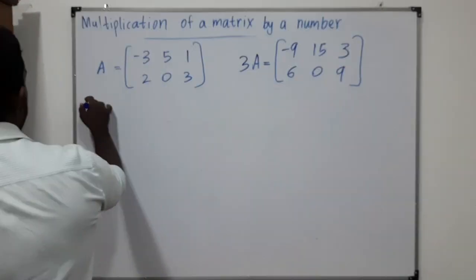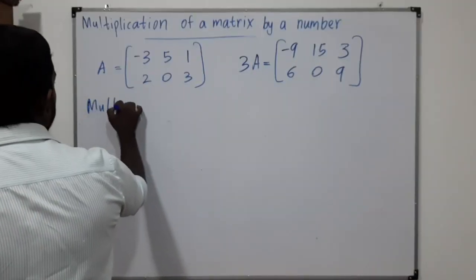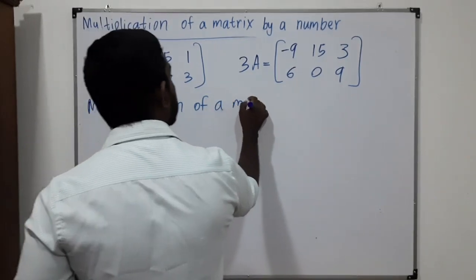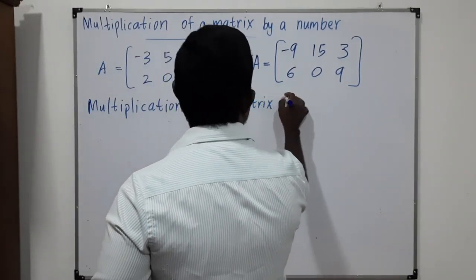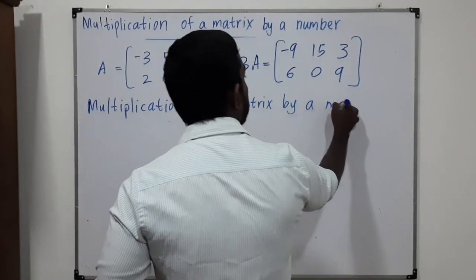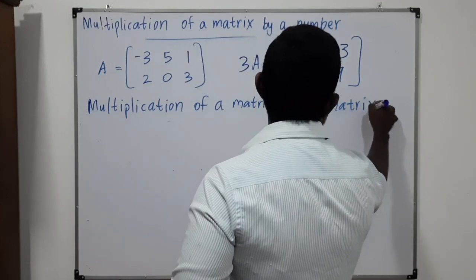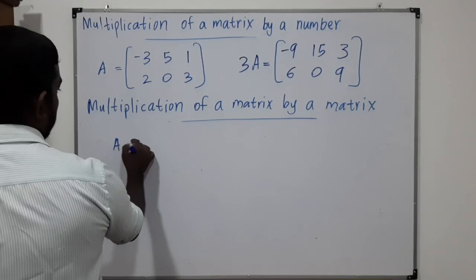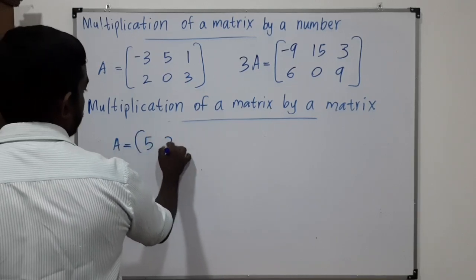Now let us see how to do the multiplication of a matrix by another matrix. To do so, I would take this example, 5, 2.